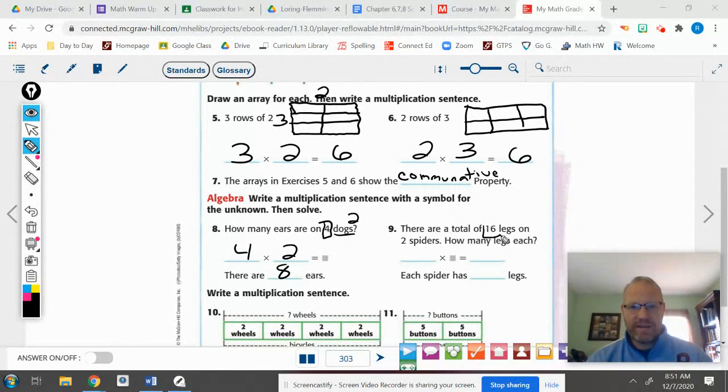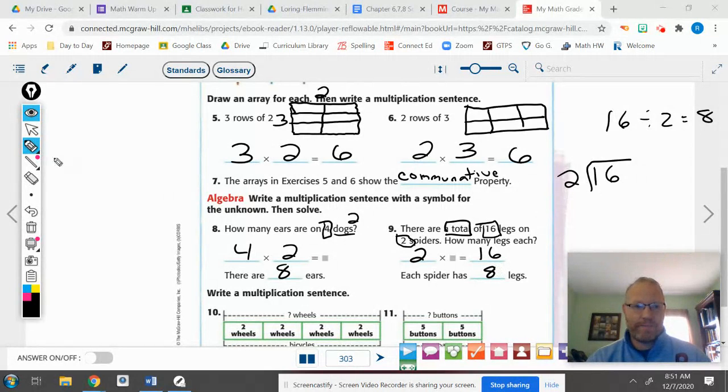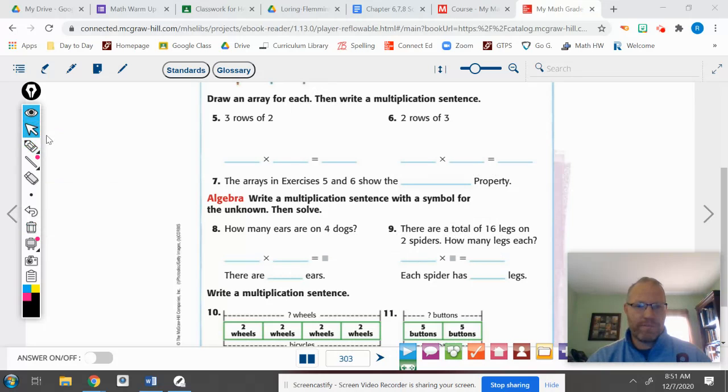There are a total of 16 legs on 2 spiders. How many legs each? Okay, so now they're taking it backwards. They said that there's a total, so they gave you the answer, 16, and they said that there's 2 spiders. So now you're essentially dividing, but you don't realize you're dividing. You're saying 2 times what equals 16? Well, that's the same as saying 16 divided by 2. And 16 divided by 2 equals 8. So 2 times 8 equals 16. Check your work.